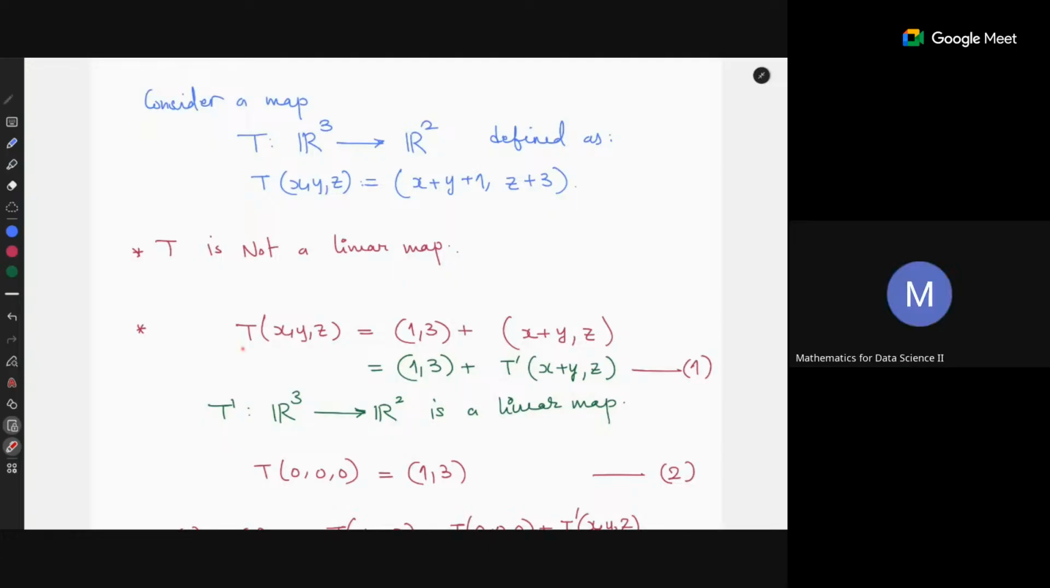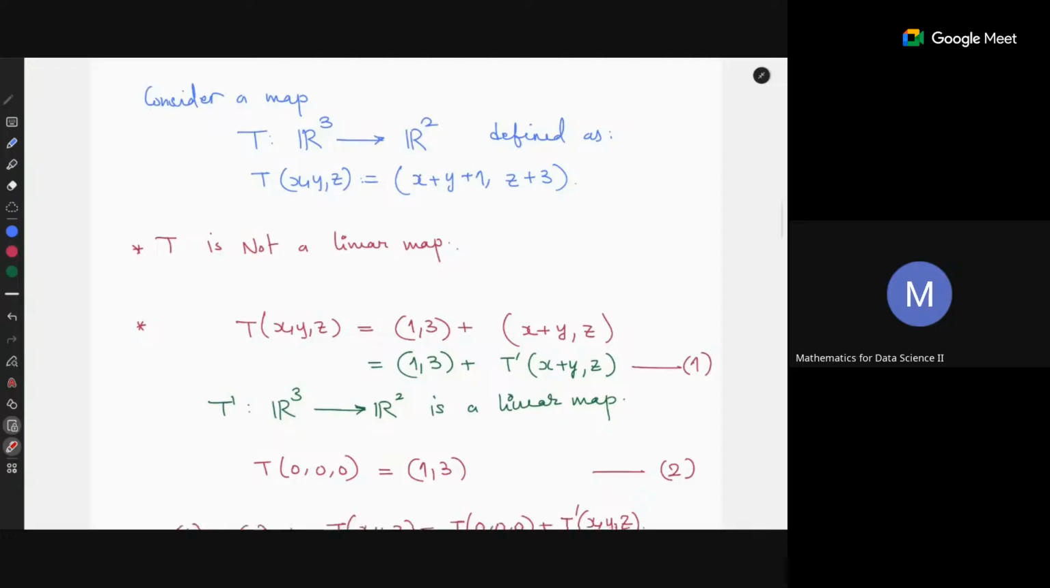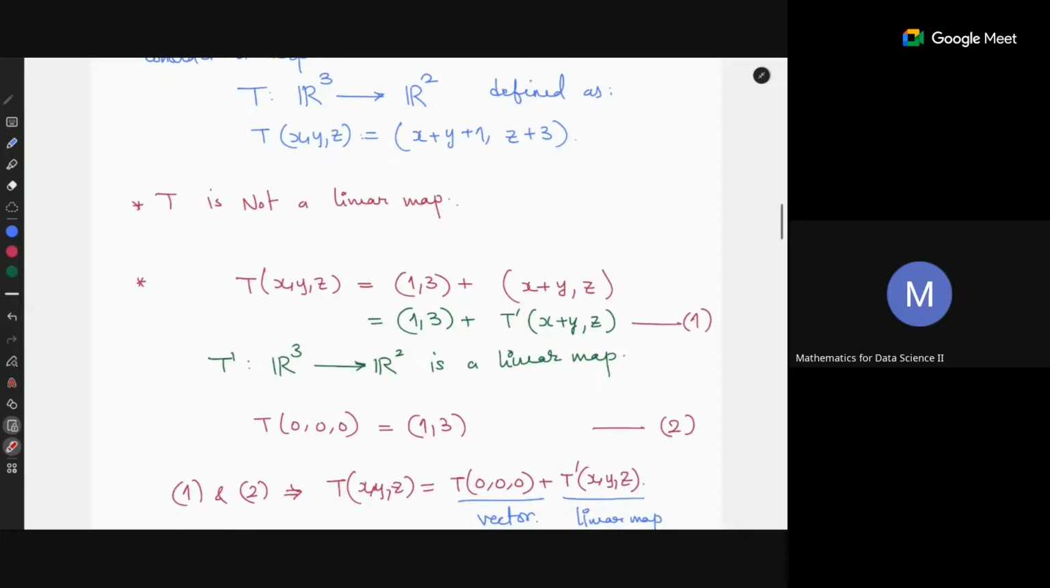Okay, so this map T(x, y, z), I can think of it as a vector plus (x plus y, z). Now this (x plus y, z), I can think of it as the image of some linear map, because it is a linear map, right? (x plus y, z) is a linear map from R3 to R2. So I can think of T as a sum of a vector plus a linear map, where the linear map is defined like this. And also notice that the vector (0, 0, 0) maps to (1, 3), as we noticed.